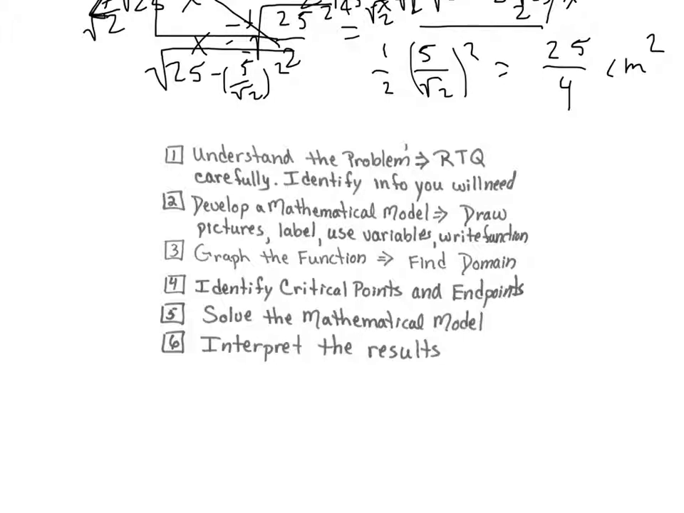We actually didn't test any endpoints here just because common sense tells us, as far as this domain goes, you could have a length of 0, but that would give you an area of 0, or you could have a height of 0, which would give you an area of 0. So we didn't really test the endpoints, but it's always smart when you're trying to find the minimums and maximums of functions to test the endpoints. The 5th step would be to solve the mathematical model, and then finally you want to interpret the results.